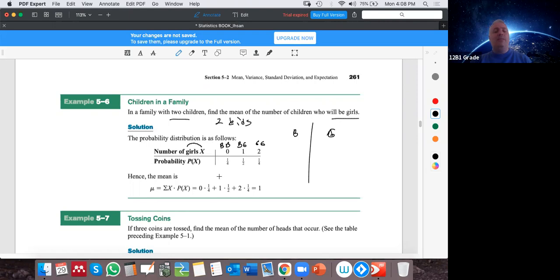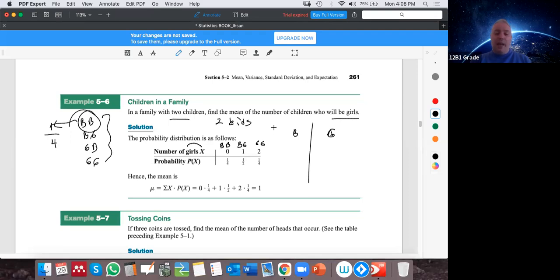Being boy and boy at the same time, I mean the first kid is a boy and the second kid is a boy, is 1 out of 4, since in total there are 4 cases. How are they? BB, BG, GB, and GG. When we think of these 4 cases, being boy in the first and boy in the second is 1 out of 4, so its probability is 1 over 4.